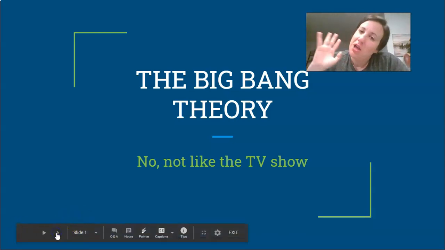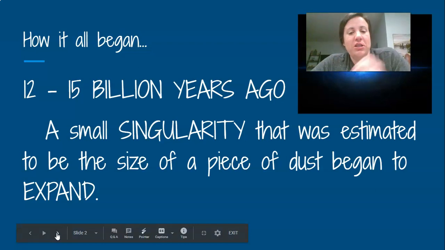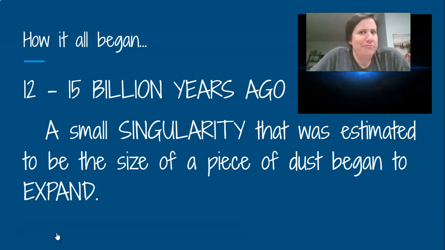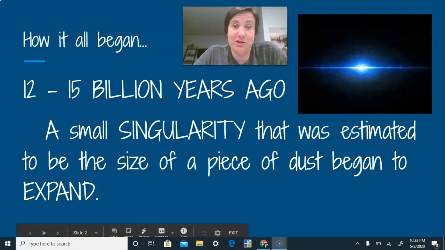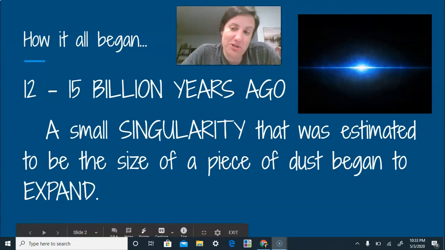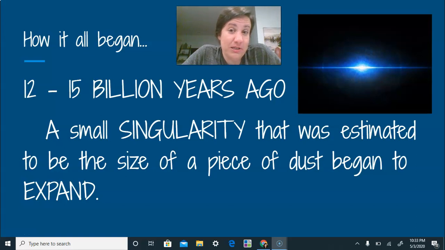Let's take a look at this. About 14 billion years ago, expansion started. So what we have here is we are starting off with a picture. In general, the universe is thought to start off from one tiny little thing called a singularity. And when I say tiny, I mean like a speck of dust tiny.